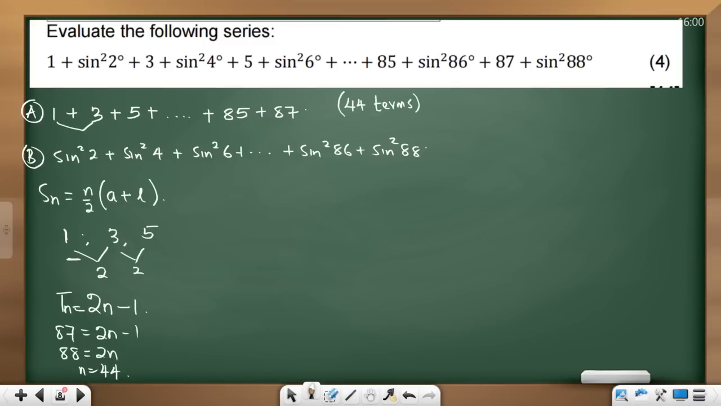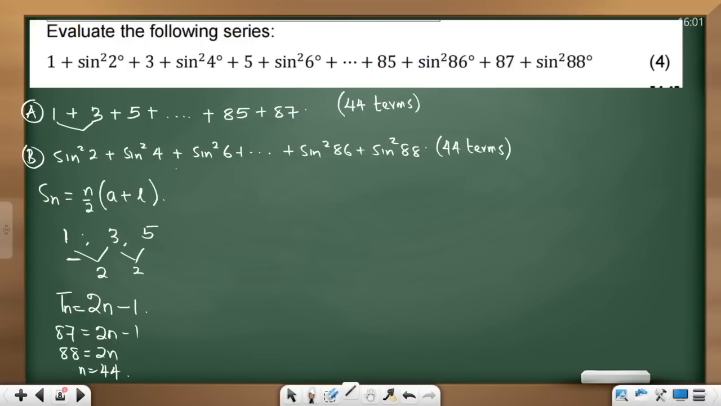Beautiful. Oh, by the way, this one is also 44 terms. Because I see that it's 1 and a trig, number and a trig, number and a trig, number and a trig, and it ends with number and a trig. So it's a pair which is complete. So if there are 44 constants, there will be 44 trigs as well. You've got to look at that.